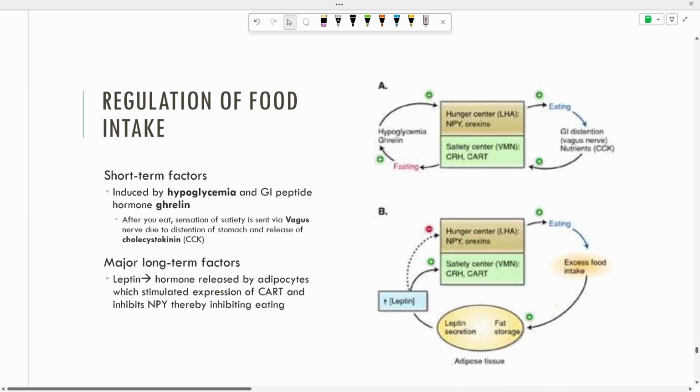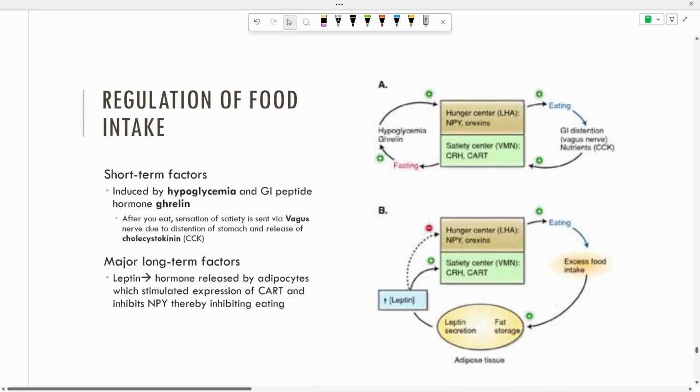So our food intake, short-term factors, hypoglycemia. So if your blood sugar drops, that's going to initiate that you're hungry, you need to eat, you need to replace that glucose. So you're going to get hungry. Also, the GI peptide hormone ghrelin also will tell you that you are hungry and you need to eat. So here we have fasting, we're not eating at all. Hypoglycemia, ghrelin will stimulate that feeding center of the brain so that we start to eat. Okay?